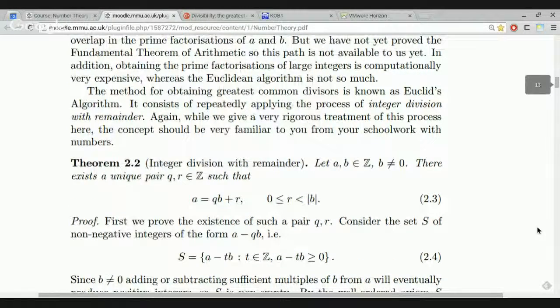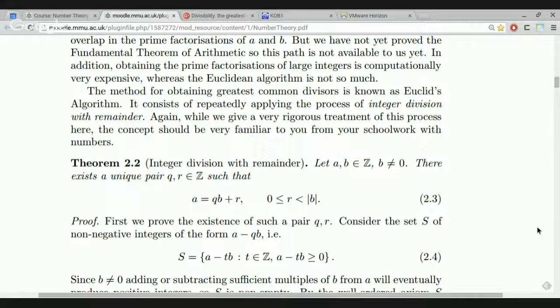Now, in order to prove this, we're going to have to use this tool, theorem 2.2. Like the definition of divisibility, although it mightn't look familiar straight away, it's presented in a very precise, formal way, but it is just establishing something quite familiar to you, I think. And this is the process of integer division with remainder.